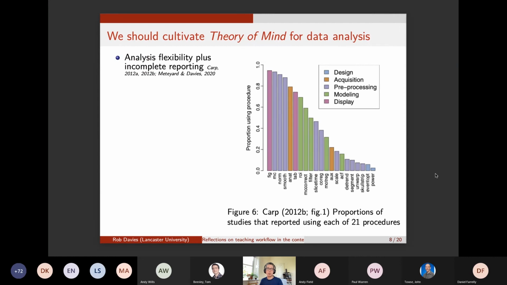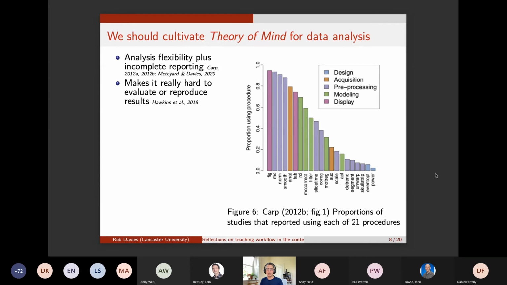So this has, I guess, stimulated the realization that we need to develop something like what you might call a theory of mind for data analysis reporting. So, apologies for people who actually work on theory of mind. In my ignorance, this is what I'm going to call a theory of mind for data analysis. So it seems to me that the combination of the analysis flexibility plus incomplete reporting is one of the serious problems in scientific practice, certainly in psychology, but also in other fields.